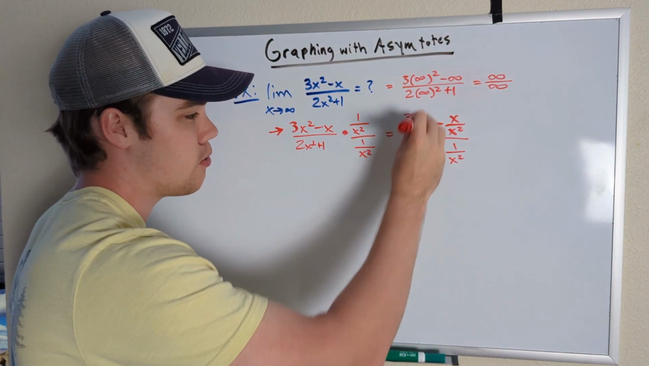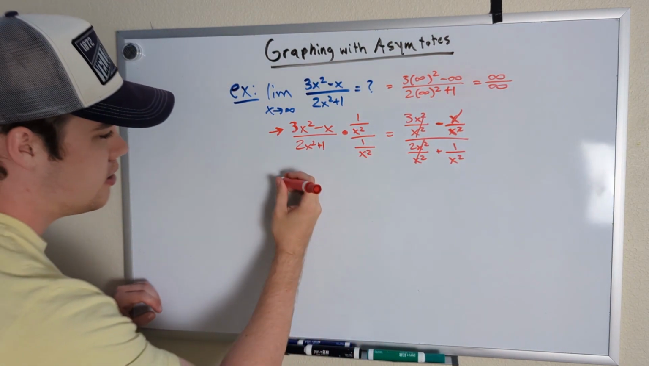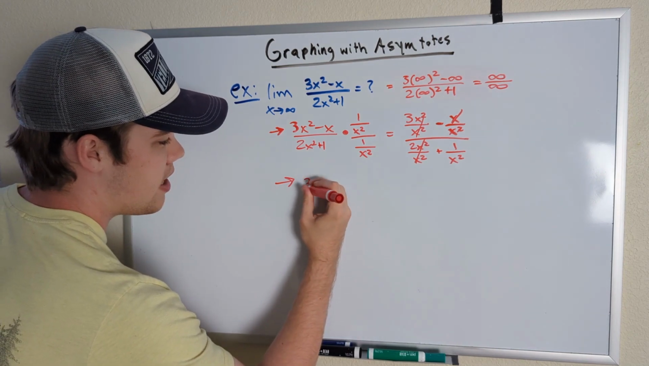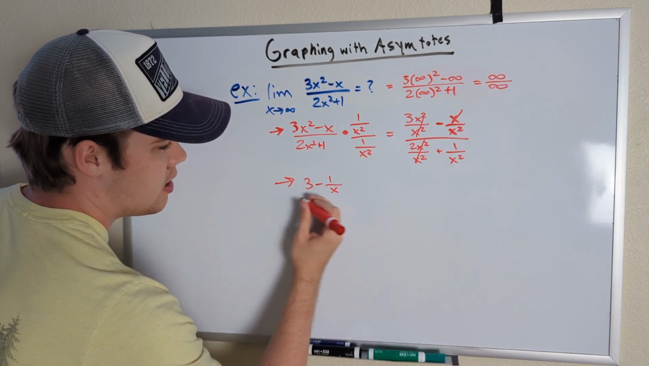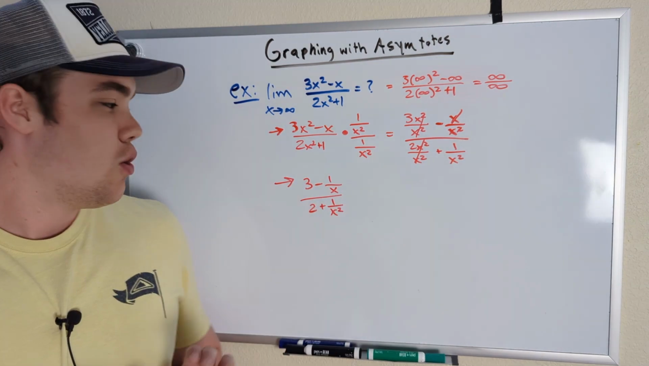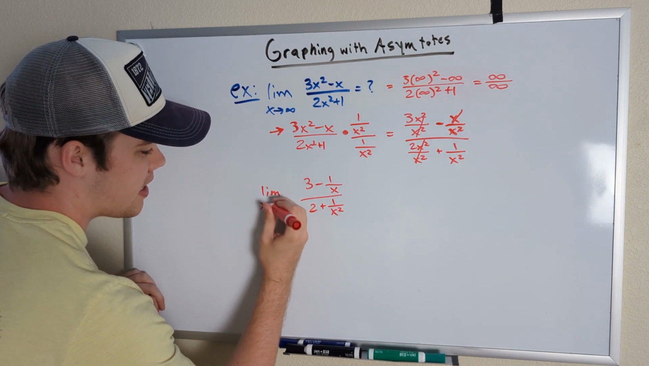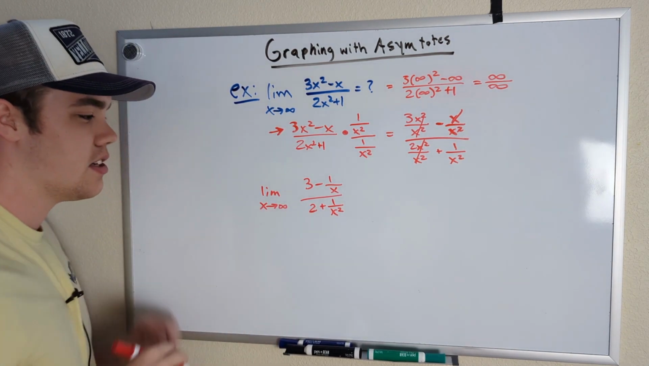Now, obviously, we can simplify this down a little bit. First of all, these x squareds will cancel out, and one of these x's and this x will cancel out. So our new function turns into 3 minus 1 divided by x, divided by 2 plus 1 over x squared. So let's now plug this back into our limit like we had before. The limit as x approaches infinity of this number.